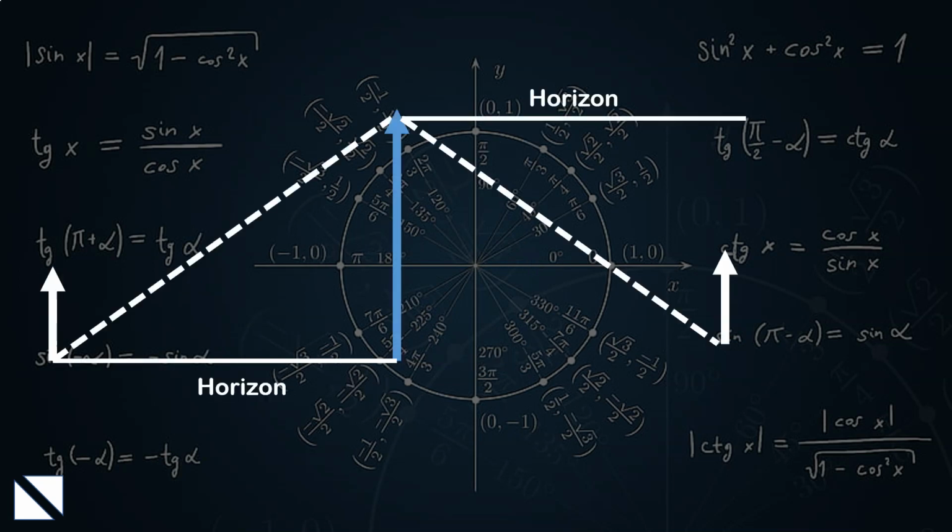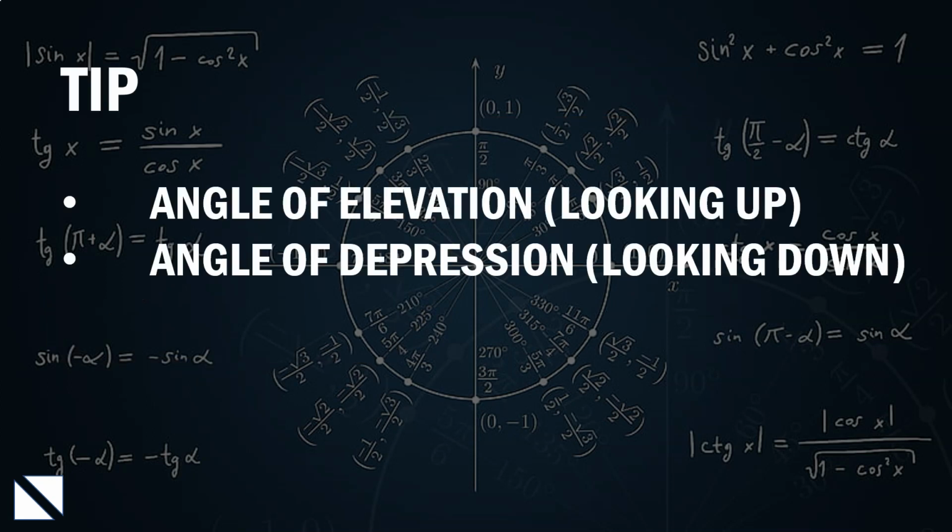Similarly, continuing from the blue arrow, suppose somebody is looking from the blue arrow downwards to the shorter white arrow. In that case, the horizon is above the ground level, and so the angle of depression would also be on top. So a simple way of putting this is angle of elevation is always looking up. That's why it's elevating, which means going up. And angle of depression is looking down.